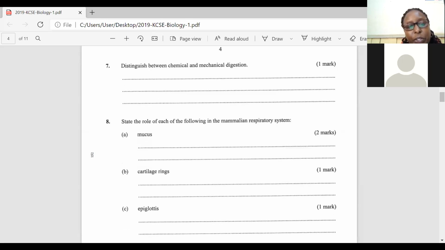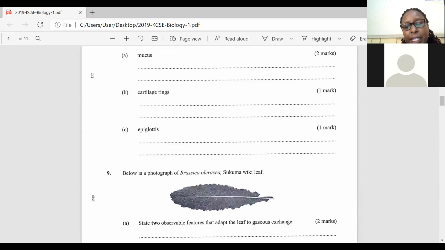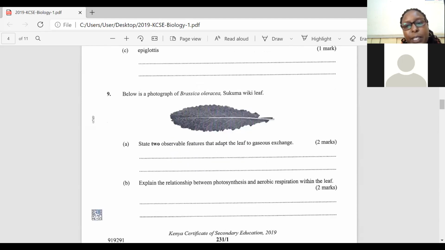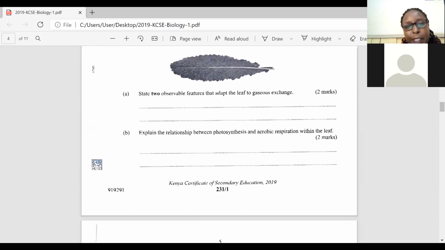Then the next question, we have question 8, role of the following. Just as simple as that, giving the role of the following: mucus in the respiratory system. That is also under gaseous exchange. The cartilage rings. Just the role, that is just what was asked, not even the adaptations, the epiglottis, the role it plays. That one was quite direct like that.